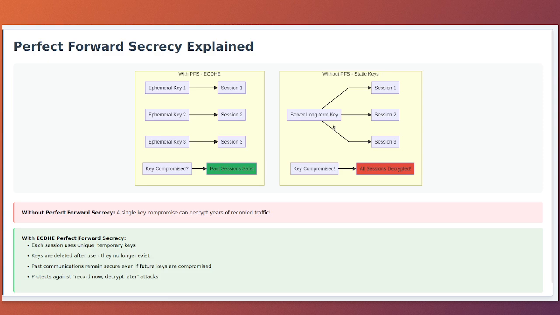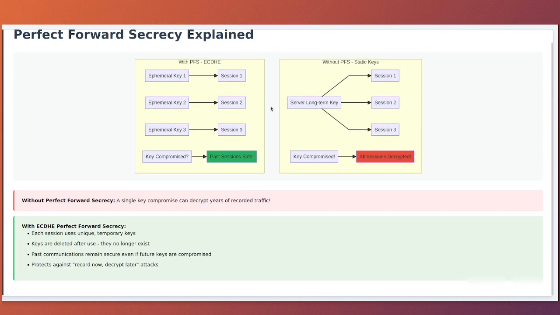With ECDHE, this attack fails completely, since new ephemeral keys are generated for each session and immediately deleted after use. Compromising the server's long-term private key does not help decrypt past sessions. Each session's encryption keys are mathematically independent. It's like each conversation uses a unique padlock that's destroyed after use. Finding the master key to the building does not help open old padlocks that no longer exist.